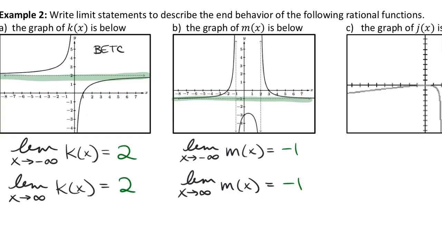Either direction, we're getting closer to that horizontal asymptote. Would this graph be Bobo, Botan, or Betsy? Betsy again, because why?